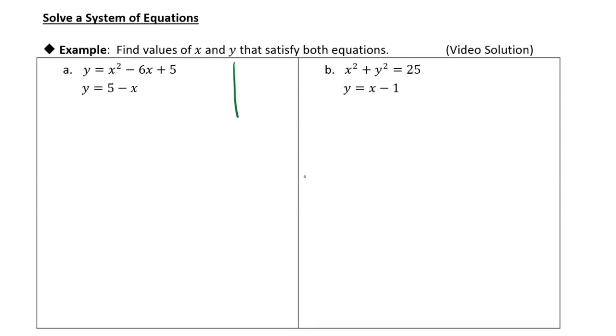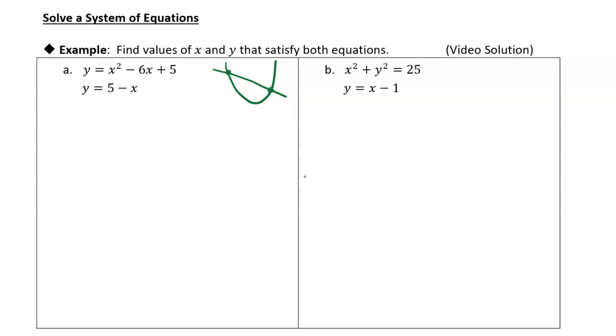So actually, let me just draw a random parabola. So we have a parabola, and then this second equation is a line. So essentially what we're trying to do is figure out where the line intersects the parabola. So that if we find x and y values that satisfy both of these equations, right? Those are the points they have in common, and so that'll give those points of intersection.